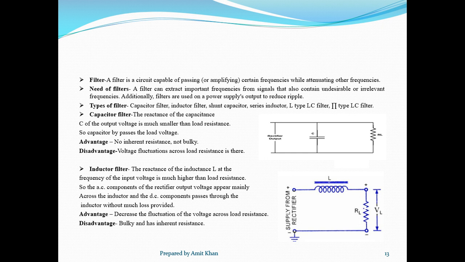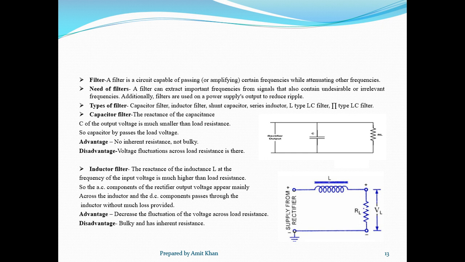Capacitor filter: the reactance of the capacitance C at the frequency of the output voltage is much smaller than the load resistance. Advantage is it has no inherent resistance and is not bulky. Disadvantage is voltage fluctuation across the load resistance is there. The diagram is shown on the right hand side.